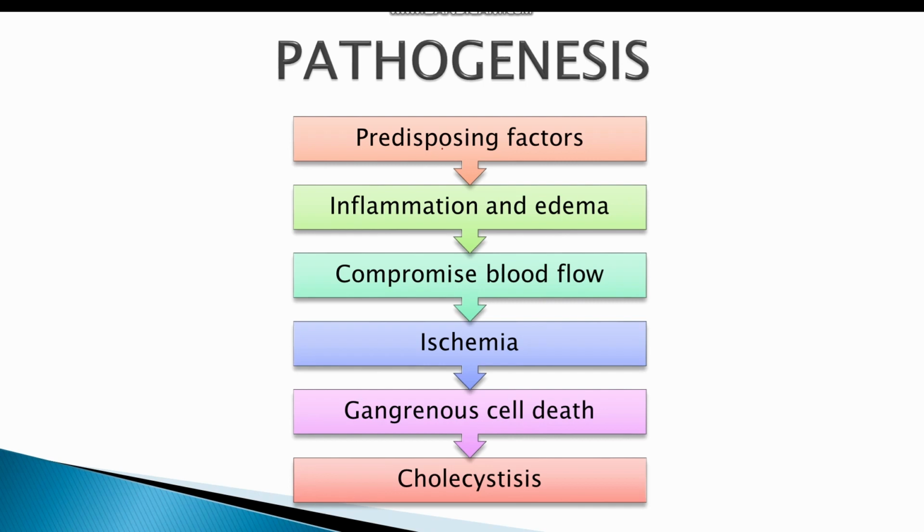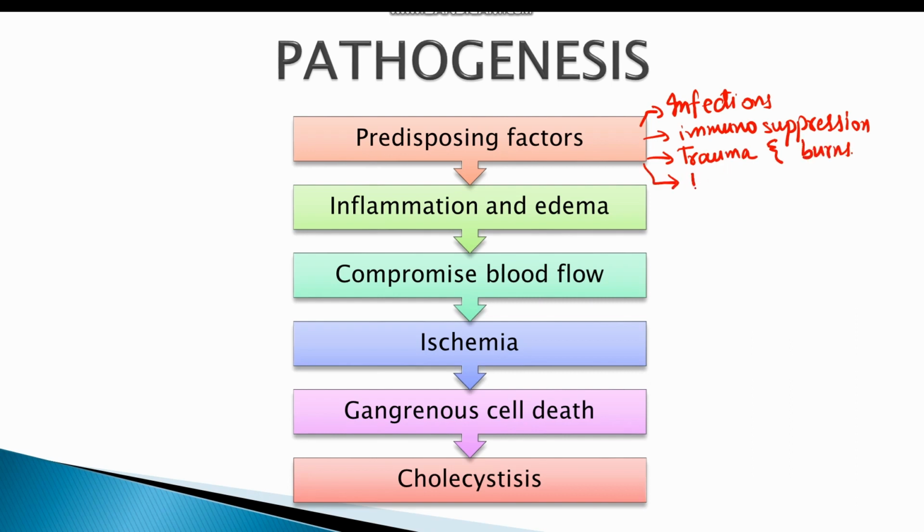Coming on towards acalculous cholecystitis, there are certain predisposing factors such as infections, immunosuppression, certain cases of trauma and burns. Moreover, in diabetes as well, there is an increased chance of acalculous cholecystitis. So once the infection develops, there is inflammation and edema of the surrounding tissues. This edema compresses the blood vessels, hence compromising the blood flow.